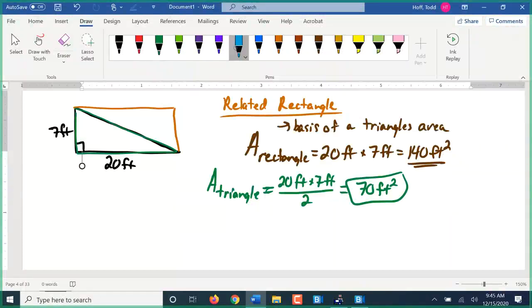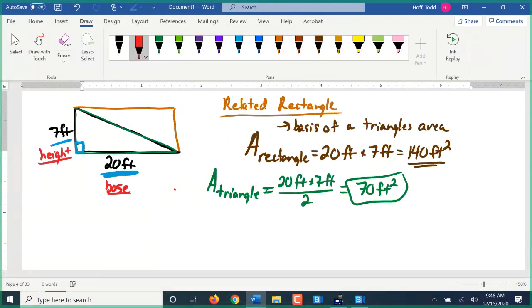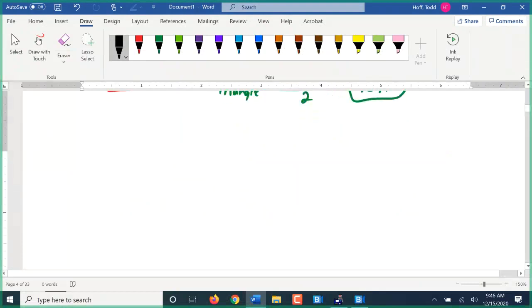Well, this is a right triangle, meaning it has a right angle in it here. Because it's a right triangle, that length and width of that related rectangle are just going to be those two sides that make the right angle. They are referred to, just like in the parallelogram, as a base and a height. The reason we do that is because not all of our triangles are going to be right triangles. We could have a triangle that looks something like this.